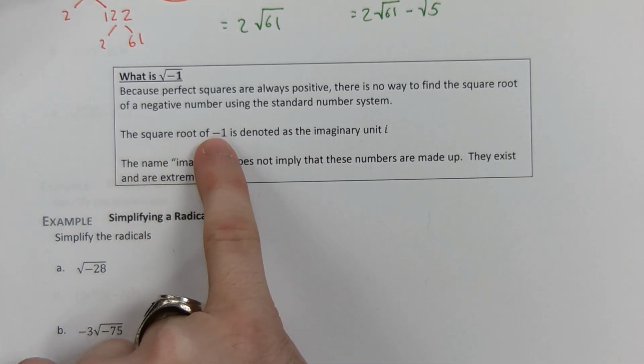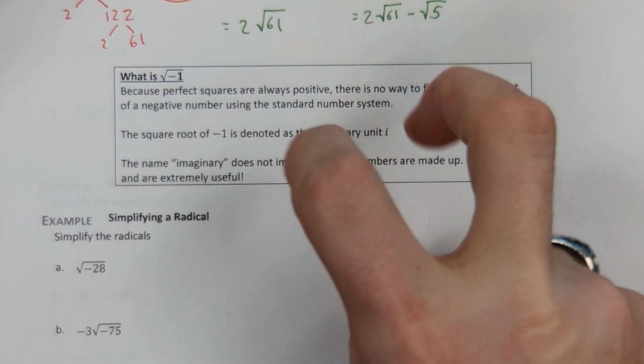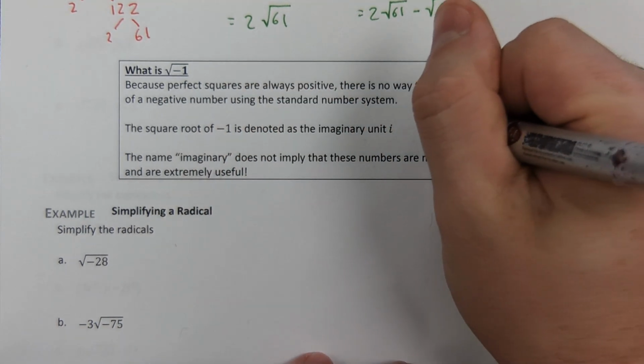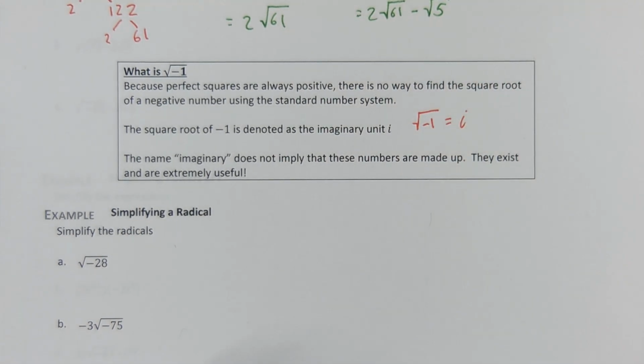Therefore, the square root of -1 is called i. That is its numeric value. The square root of -1 equals this fancy i. Let's be really clear here. i is not a negative number. It is the square root of a negative number.